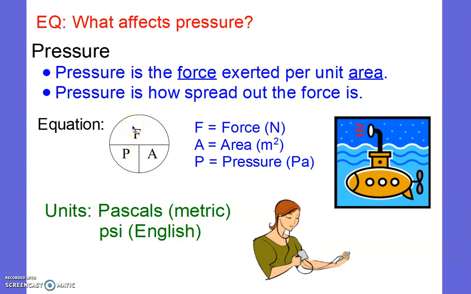Now, the units for all of these: for force, we've always used newtons in the metric system. Area is going to be square meters for us because meter is a unit in the metric system that we're going to be using. And pressure, we're going to measure in something called a Pascal. So pascals is a unit in the metric system, versus the English system, which you might be familiar with, which is the PSI, or the pounds per square inch. PSI stands for pounds per square inch.